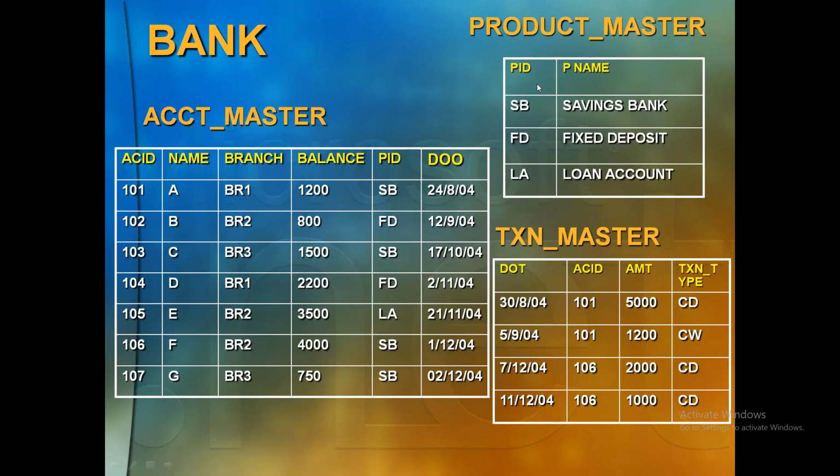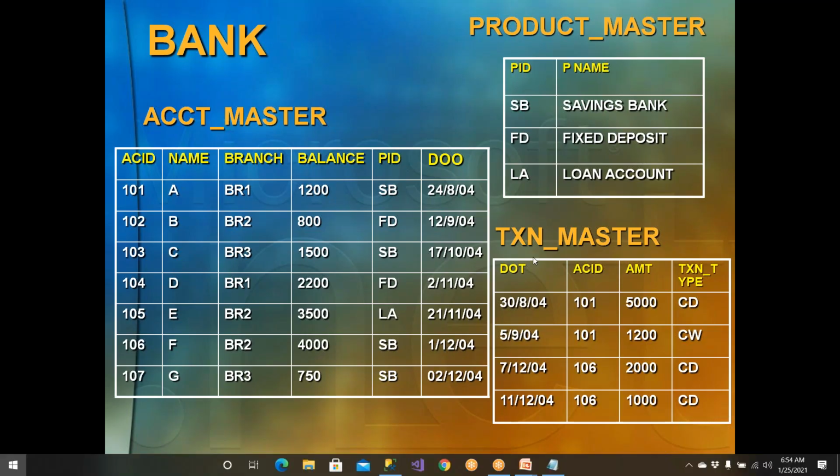For example, product master table, transaction master table. Is there any common column to join these two tables? The answer is no. Product ID, product name. So here you don't have any product ID, product name. So product master table, transaction master table cannot be joined. Am I clear?